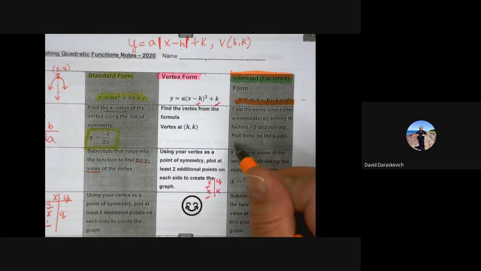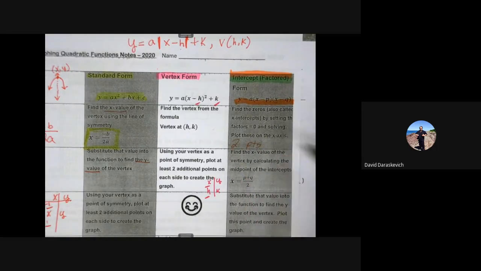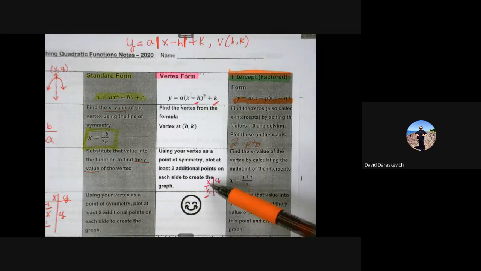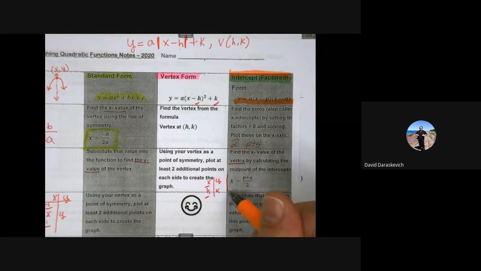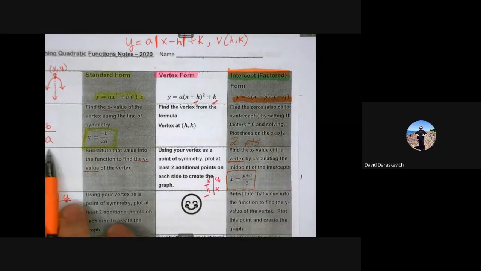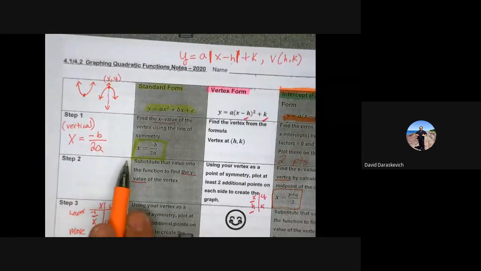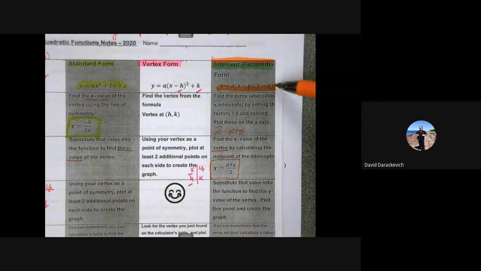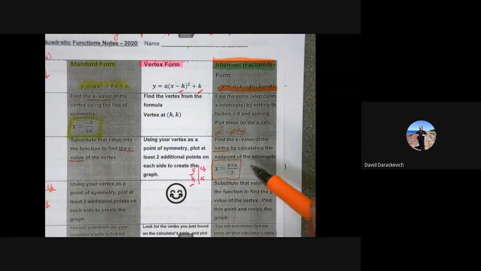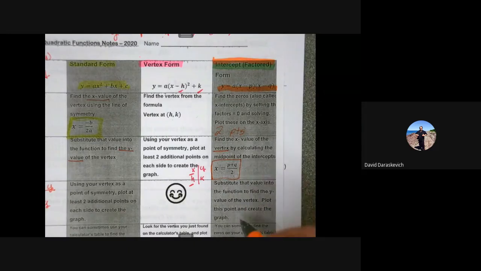So you get your 2 points crossing the x axis, okay? That's these 2 points, the one less, one more. But then in step 2, you have to find the vertex. That has its own special formula, kind of like x equals negative b over 2a for standard form. Well, here, x equals p plus q, your 2 zeros, divided by 2. Then you have to go back, substitute it in for y, and that will give you the vertex.